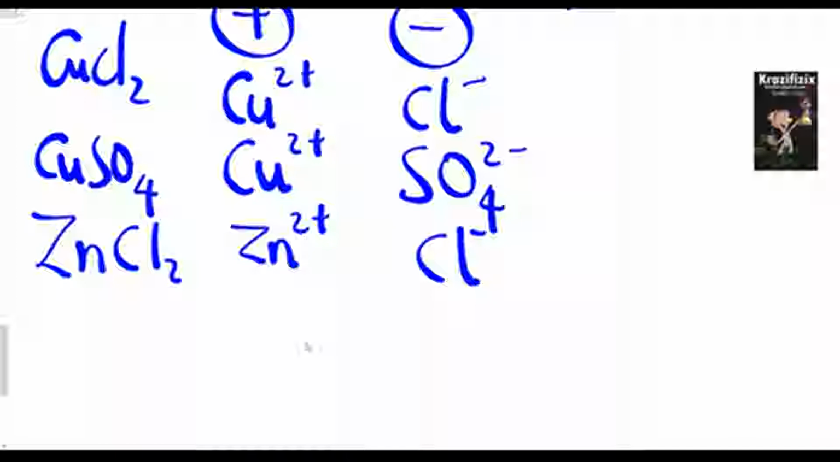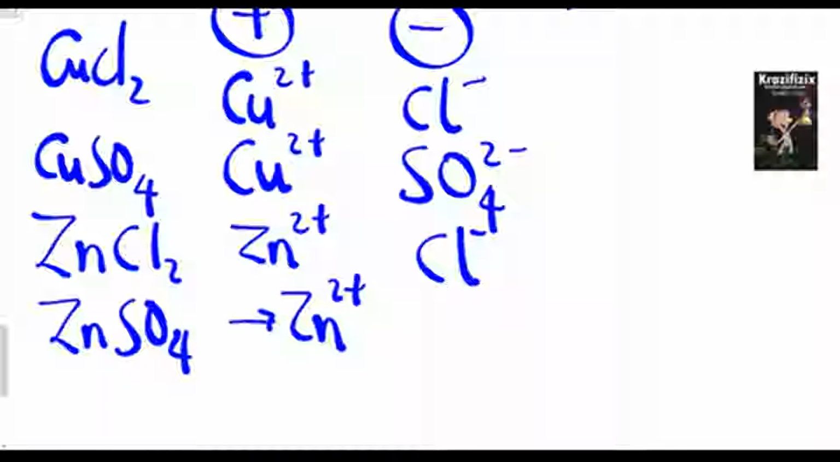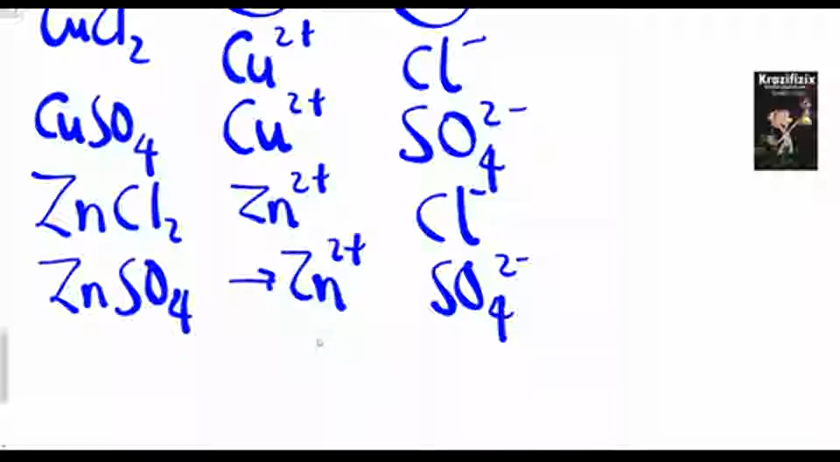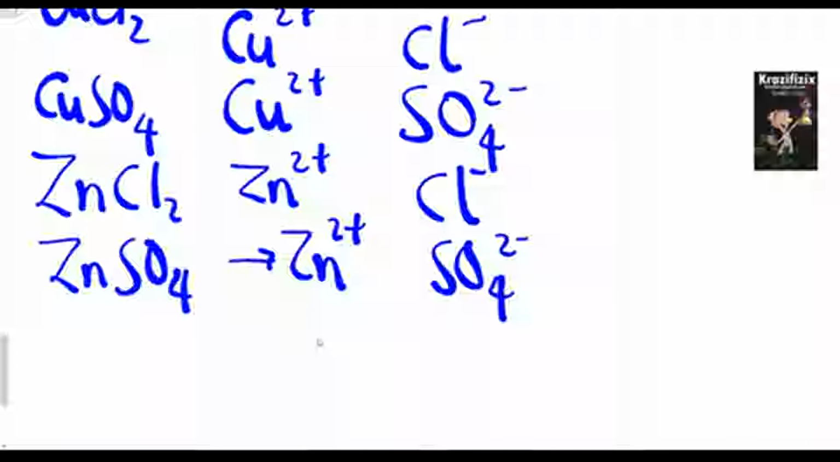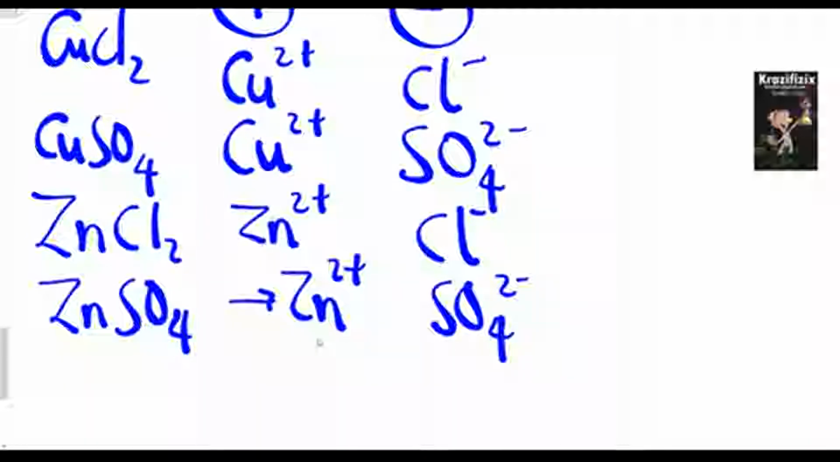Again, what other thing could we have? We could have zinc sulfate as well. And what do we have? You have your zinc 2 plus, and you have your SO4 2 minus. The same way, even if you have a nitrate, you are going to have your metal, which is going to be the cation, when the nitrate becomes the negative ion. All right, so we have all this splitting.